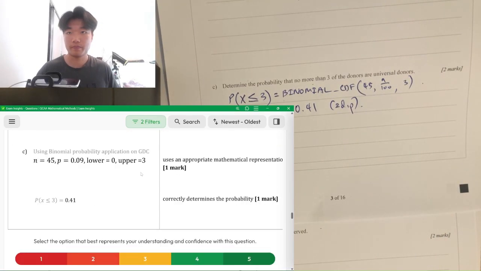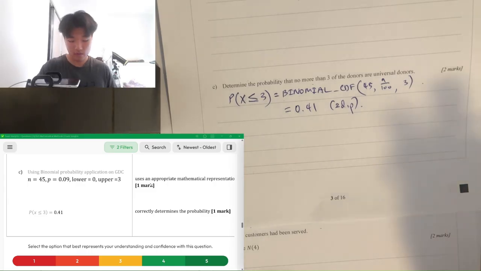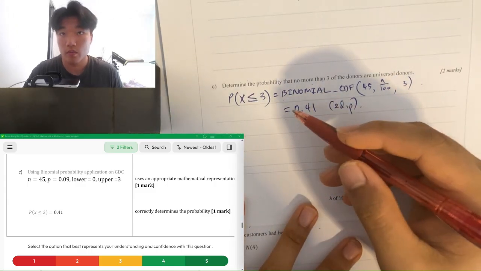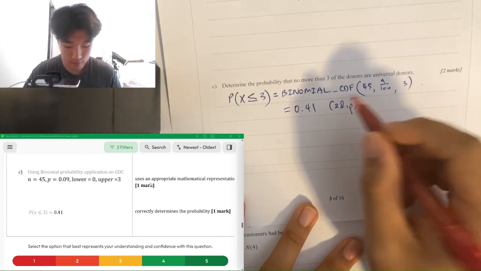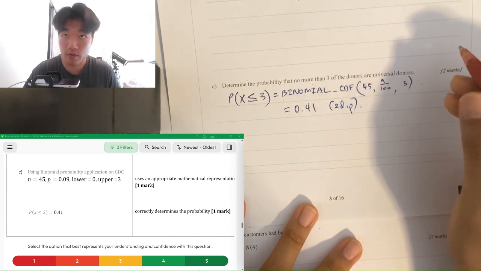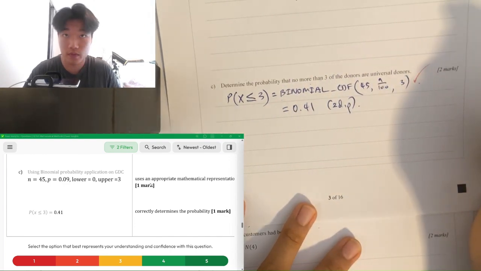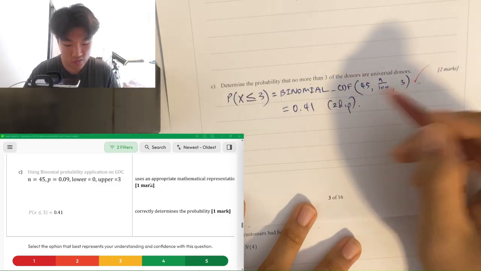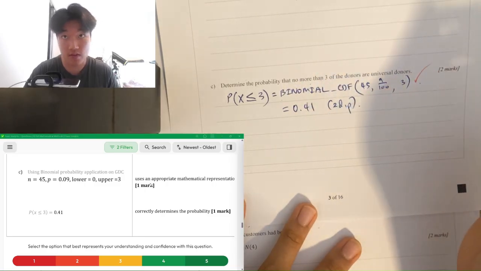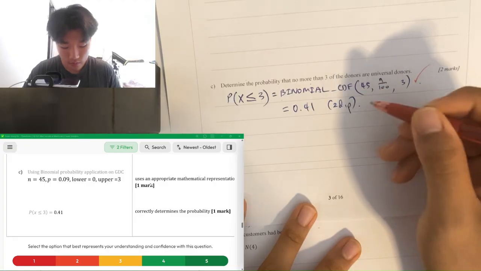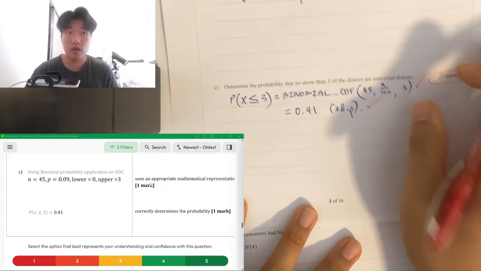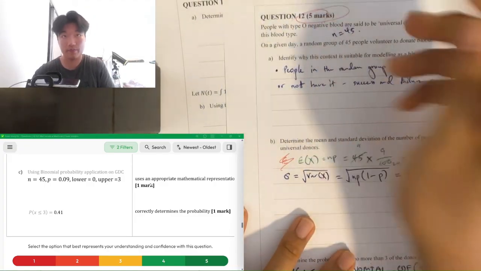Okay. Binomial. Yep. We just need to recognize this appropriate mathematical expression or representation, which is basically the same as this. We get 0.41, 2 marks, 4 marks for that.